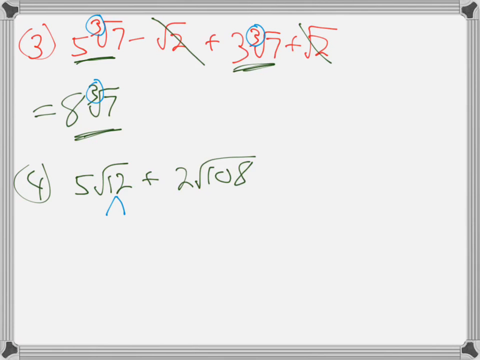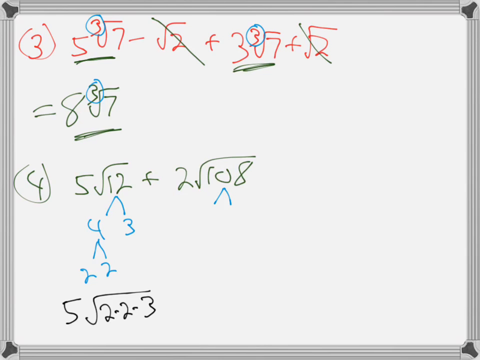What times what is 12? 4 times 3, and that 4 keeps breaking down: 2 times 2 times 3. So that becomes 5 square root of 2 times 2 times 3. So far, so good. I'm going to send out two of those 2s in just a second. Let me go ahead and finish up the other one first.